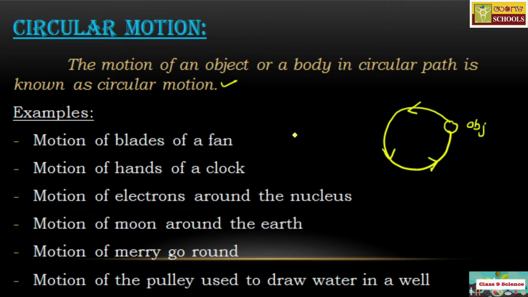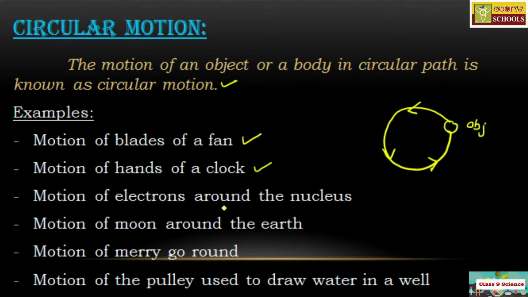So where do you find examples of such kind of motion? Motion of the blades of a fan. If you are observing a fan, once you switch it on, you will see the blades moving in a circle, and hence motion of the blades of a fan is an example of circular motion. Similarly, we have motion of the hands of a clock. If you observe the clock carefully, the hands of the clock move in a circular path. That is also an example of circular motion.